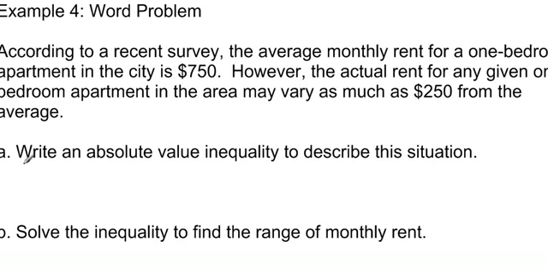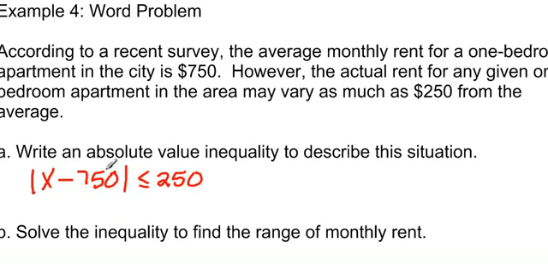Our absolute value inequality needs to look like this. The absolute value of the actual amount x minus $750. So we're saying the difference in the actual amount and the average in the absolute value bars has to be within $250. So we're going to use the less than or equal to sign and put 250 over here. That's our absolute value inequality.